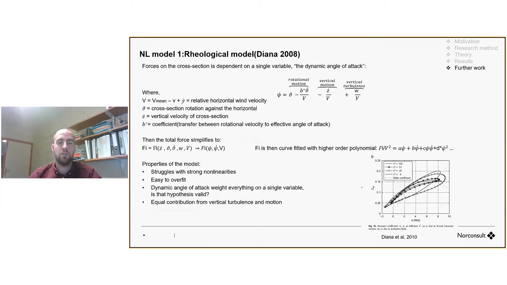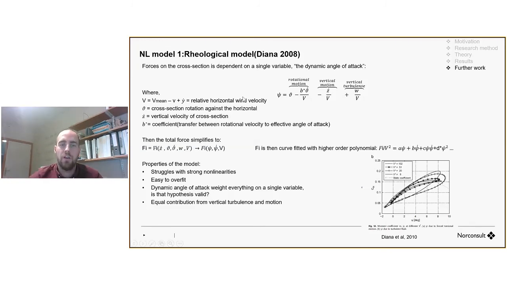Okay, so a short introduction to different nonlinear models. We have a rheological model or a hysteresis model. It basically is the way the static coefficients are dependent on the angle of attack. And then the hypothesis of this model is basically to push everything into a dynamic angle of attack: the rotational motion of the cross section, the vertical turbulence, and the vertical motion.